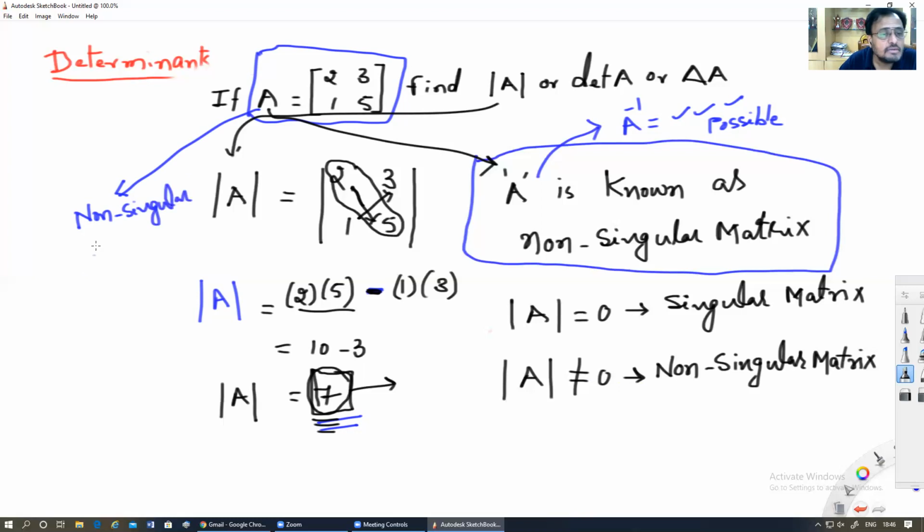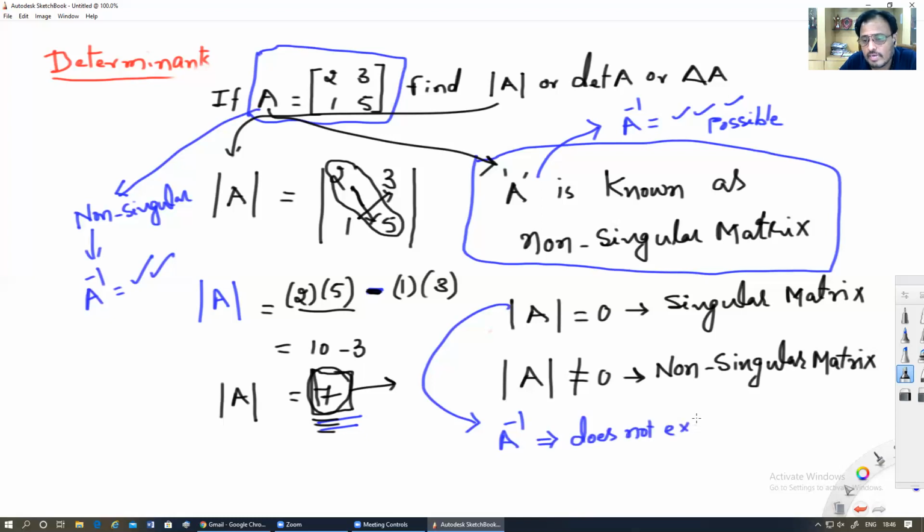Whenever the matrix is non-singular, its inverse can be found out. We can calculate its inverse. But for a singular matrix there is no inverse. For a singular matrix, A inverse does not exist. Later on in your classroom, you will understand the basic things. So here try to understand how.